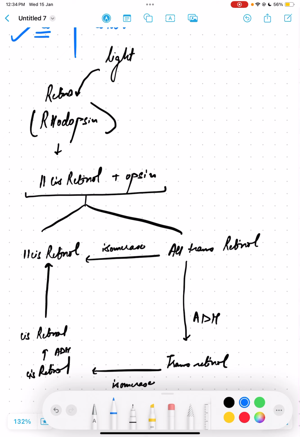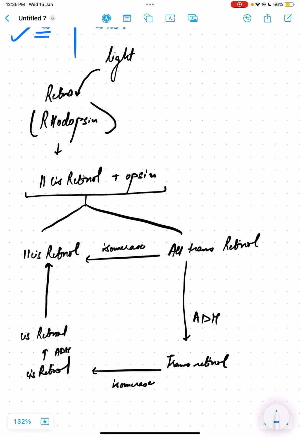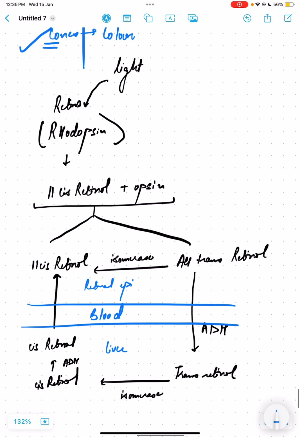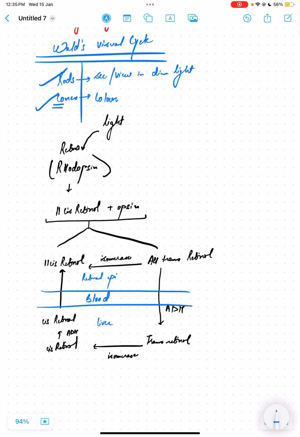This conversion basically occurs: first the retinal epithelium, then the blood, and then the liver. So you should remember that there are two photoreceptors present in our eye, rods as well as cones. Cones are for color, and rods basically help us to view in dim light.